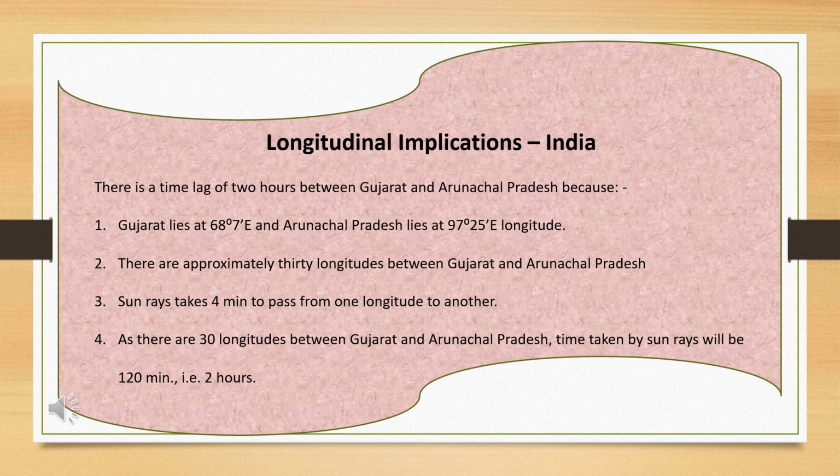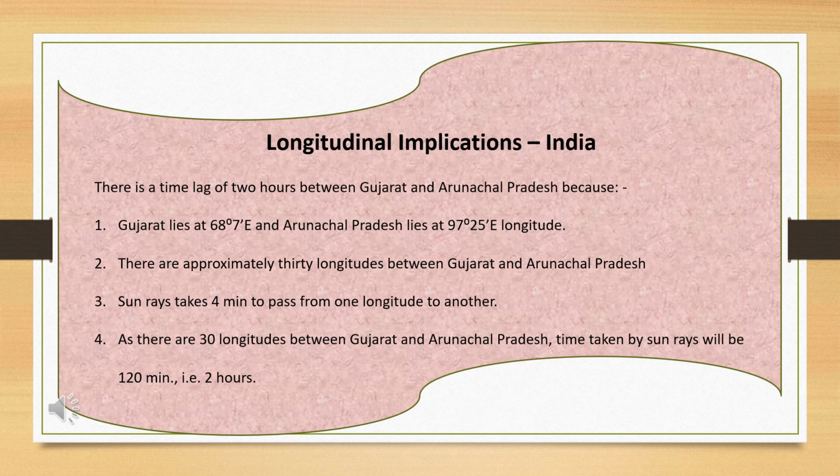Longitudinal implications in India. Now our westernmost point lies in Gujarat, and the longitudinal value is 68 degree 7 minutes east. And our easternmost point lies in Arunachal Pradesh, and its longitudinal value is 97 degree 25 minutes east.